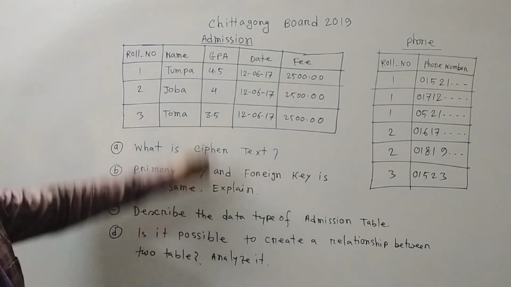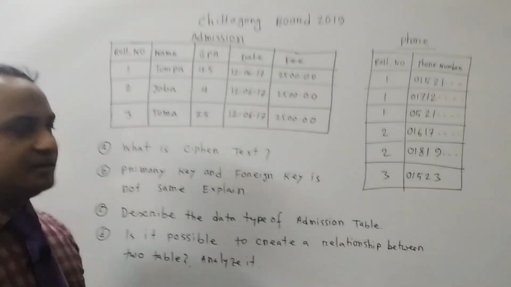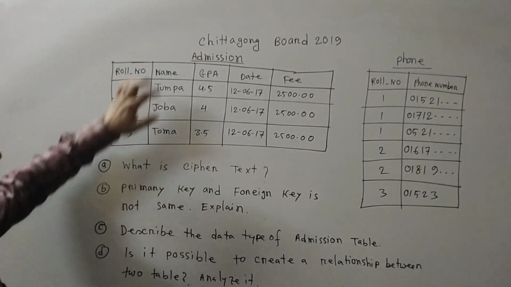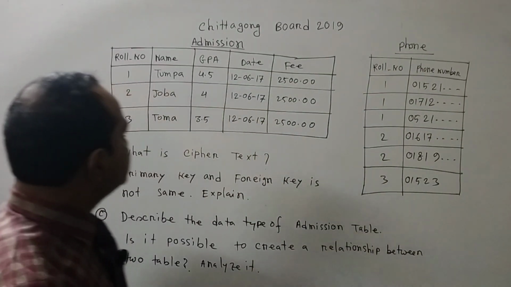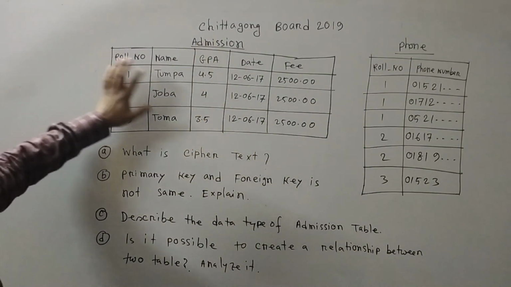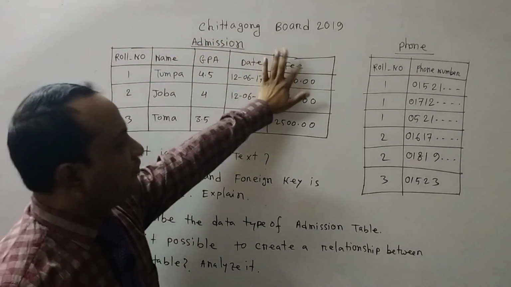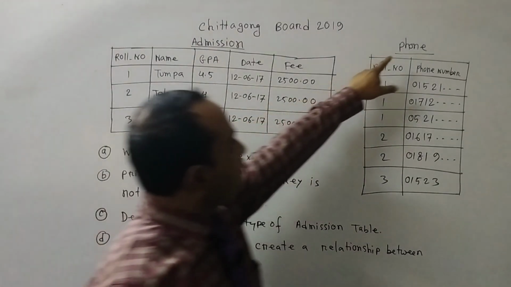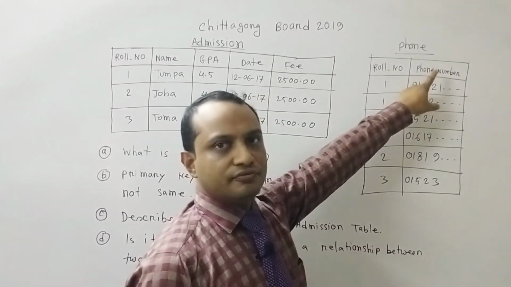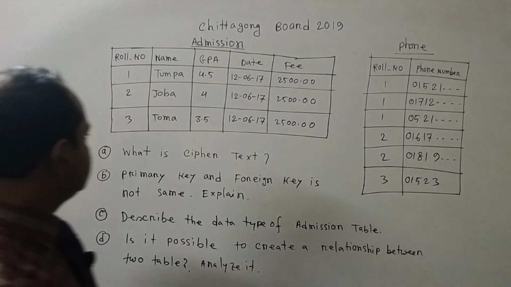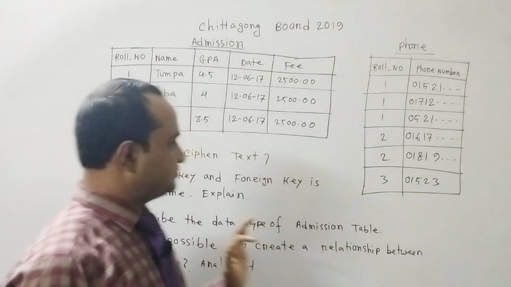Look at the board, Chittagong Board 2019. This is a board question, and see here there are two tables. One table name is admission table and another is phone table. In admission table there are 5 fields: roll number, name, GPA, date, fee. And in phone table there are only 2 columns. One is roll number, another is phone number. And there is a relationship between admission table and phone table.